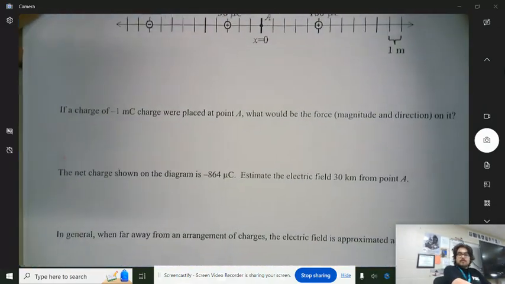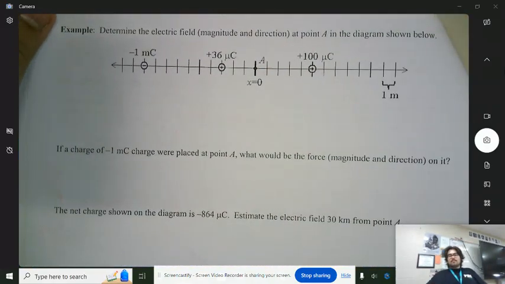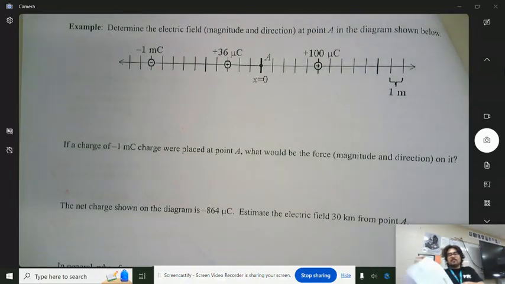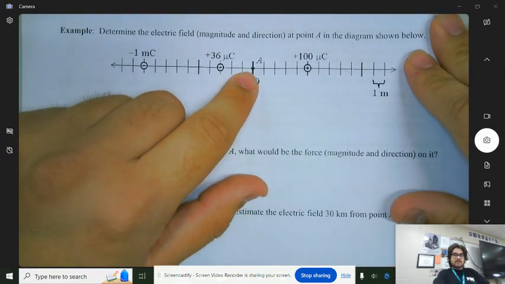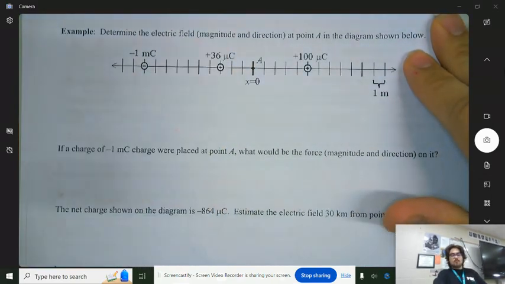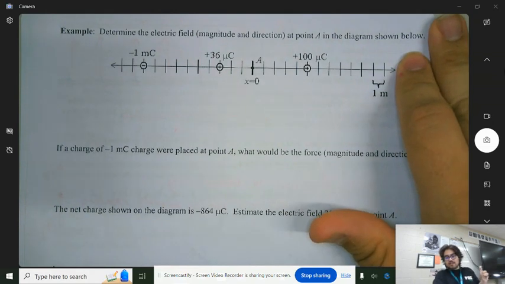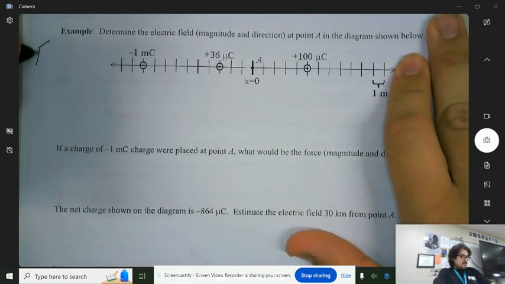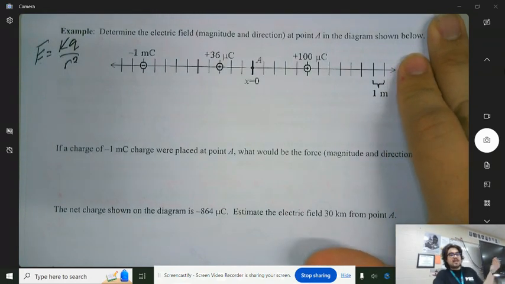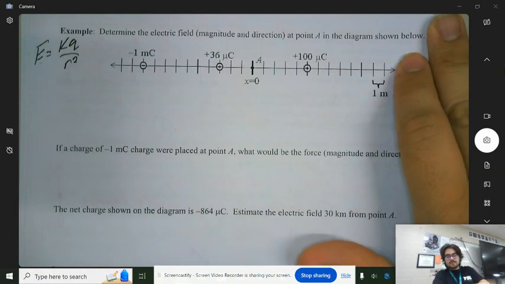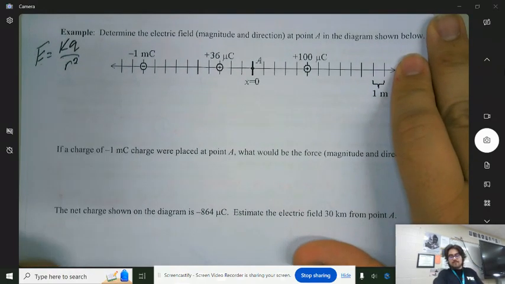Determine the electric field magnitude and direction at point A in the diagram. Something important to understand is that when we figure out the electric field with reference to a neutral point, or just a random point in space, all we have to use is that equation that we talked about, E equals kQ over r squared, because there isn't a second charge to consider. So all we have to do is just use that version of the equation.